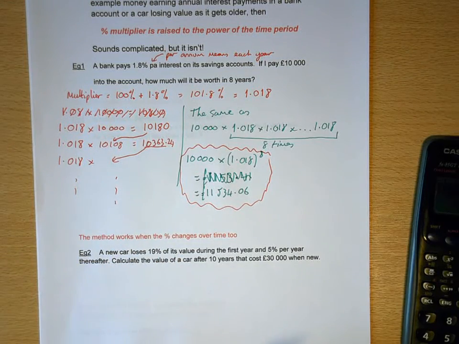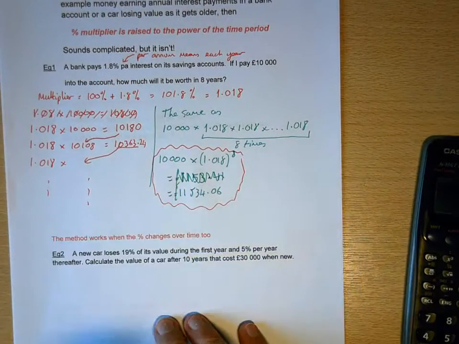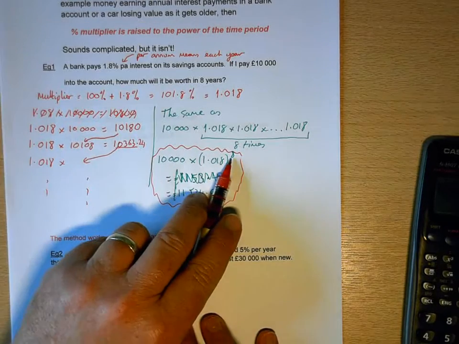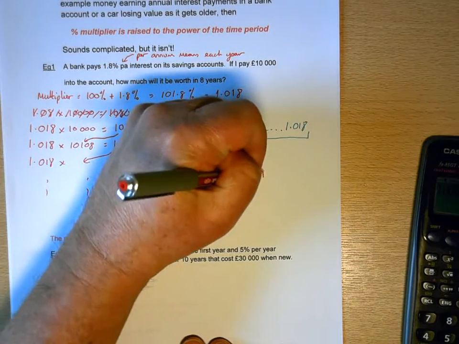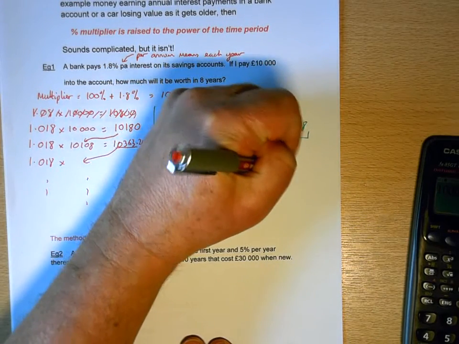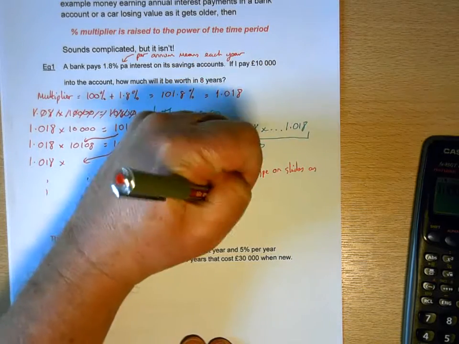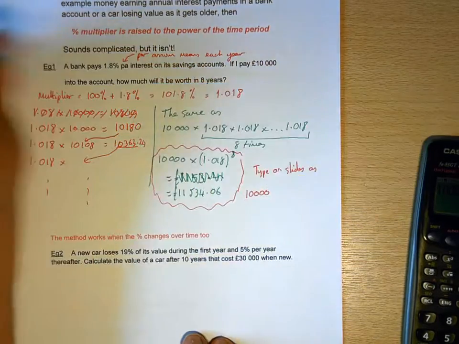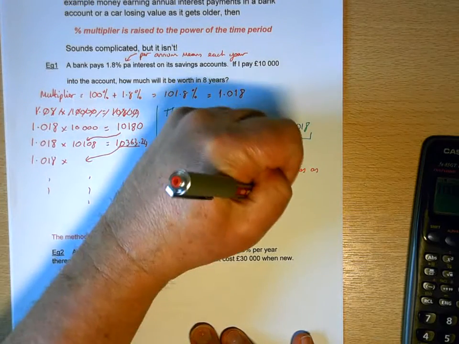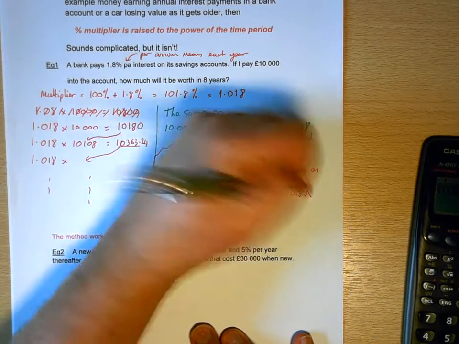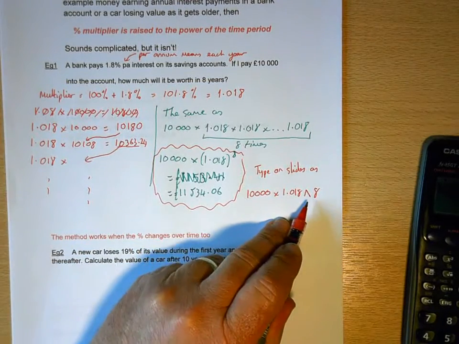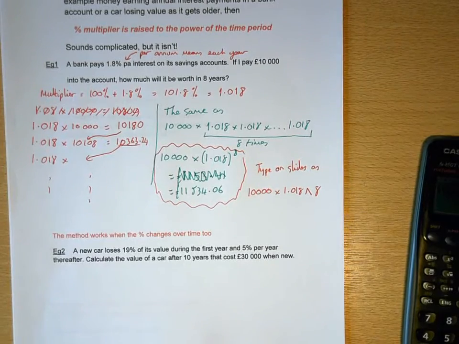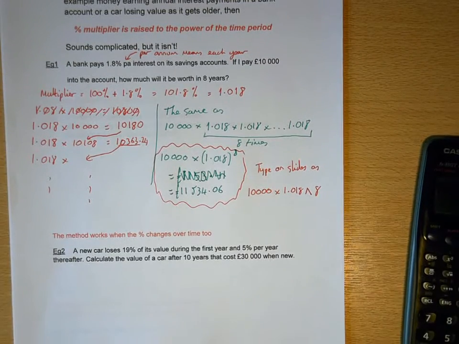When you're working on the slides, if you're going to type on your slides for me, then to show the power on your slides, type this. So you would do 10,000 times 1.018, and then use the little up arrow symbol, 8. That's the mathematical symbol for to the power of, if you haven't got a clever little screen like our calculators have. So if I see that up arrow, I know that you're doing the right thing.